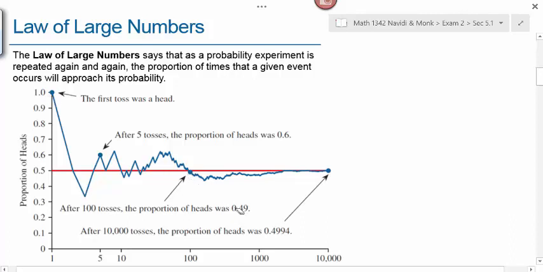After 100 tosses, our probability is closer to here. We get 0.49. After 5 tosses, the proportion of heads was 0.6. That means that we got 3 heads and 2 tails, so that's a little higher.